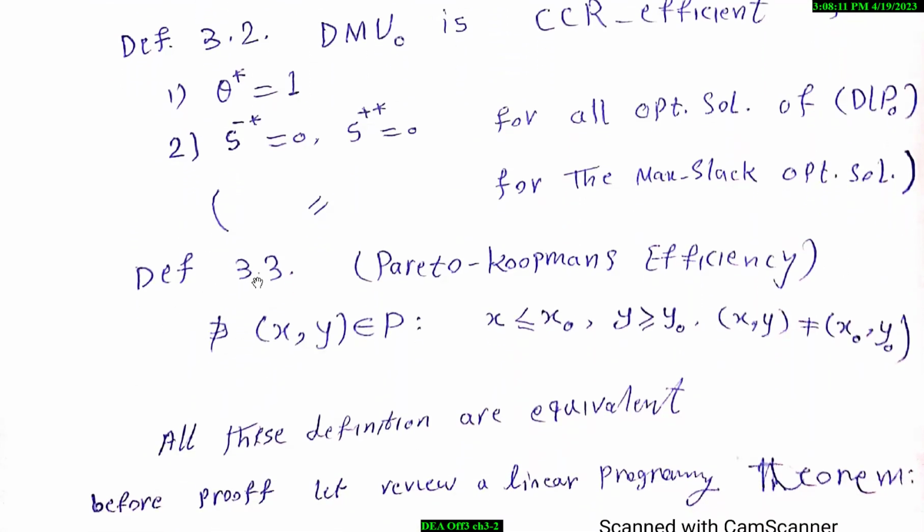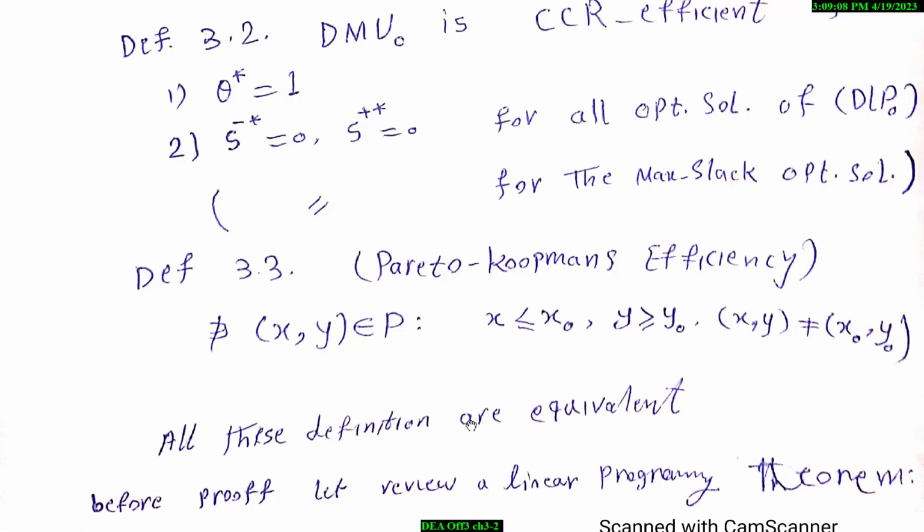Another definition was Pareto-Koopmans efficiency. Mathematically, we can write that as here. There is no pair of x and y in the production possibility set which dominates x o and y o. Means x is less than or equal to x o, y is greater than or equal to y o, and at least one of these relations for at least one component of x or y is strict, which means x and y are not equal to x o and y o.